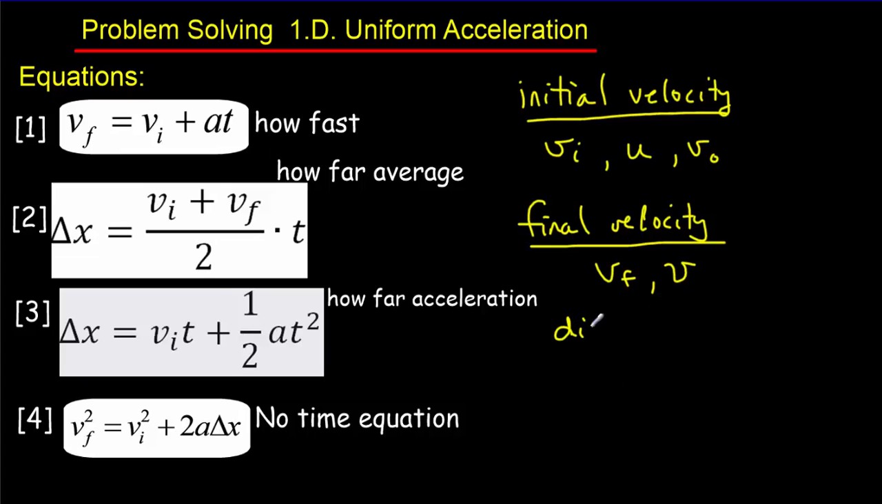And then for displacement, I'm using a delta x. The IB likes to use an S. So be aware of that. It's not for speed, it's for displacement. And a lot of, especially Canadian textbooks, like to use a delta d for displacement.